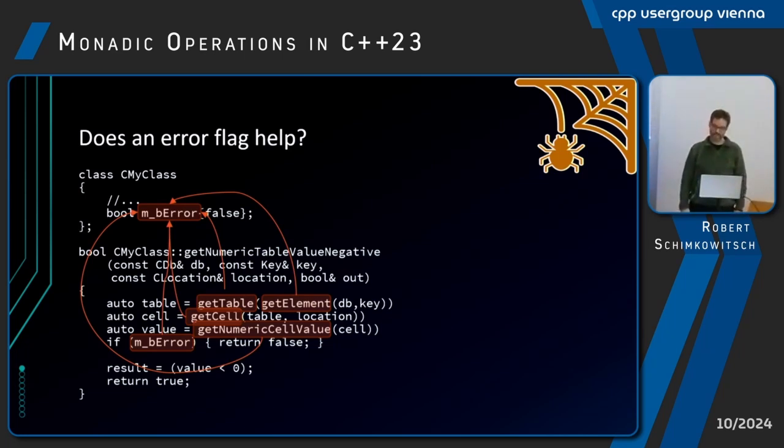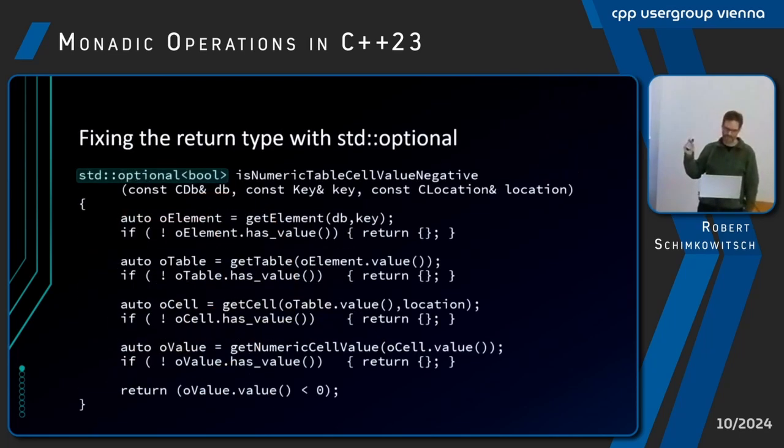Okay, let's start a bit smaller. Let's fix the return type issue. So instead of having a bool return value and a bool out parameter, we combine those two into an optional of bool. That way we can clearly indicate that if we return empty, our function somehow failed. And if we return an optional containing a value, we can read the value and use it.